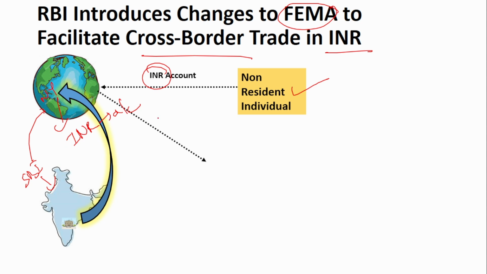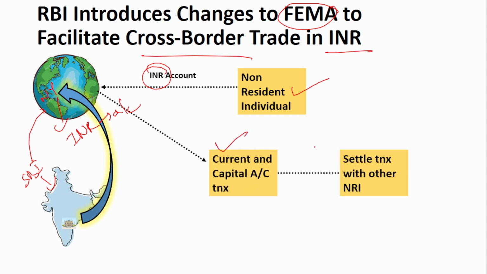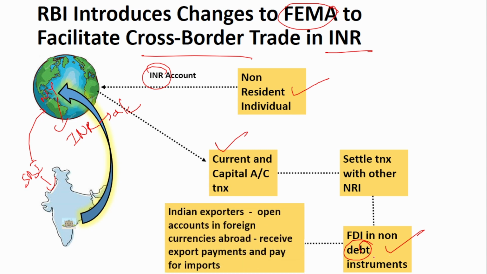Now using this money, they can use it for various purposes, that is for capital and current account transactions, and also to settle money within NRIs. So they can use this money to send it to another NRI also. Apart from that, this money can also be used in investing in non-debt instruments. Exporters will also benefit from this. That is, Indian exporters can open accounts in foreign currencies abroad, receive export payments, and use it also for import payments. So these are the various changes that the RBI has introduced.